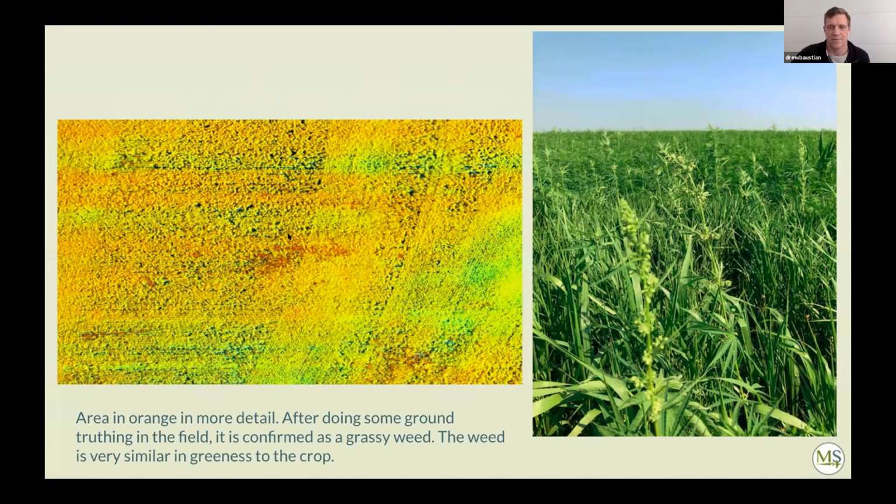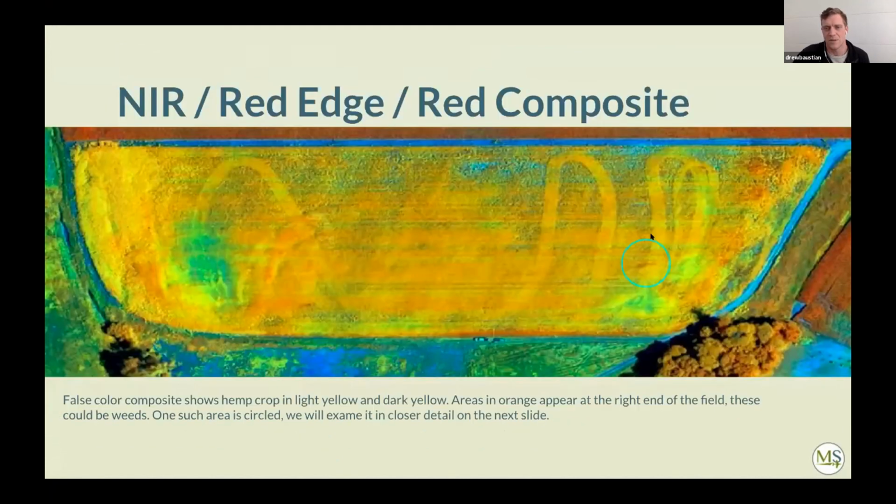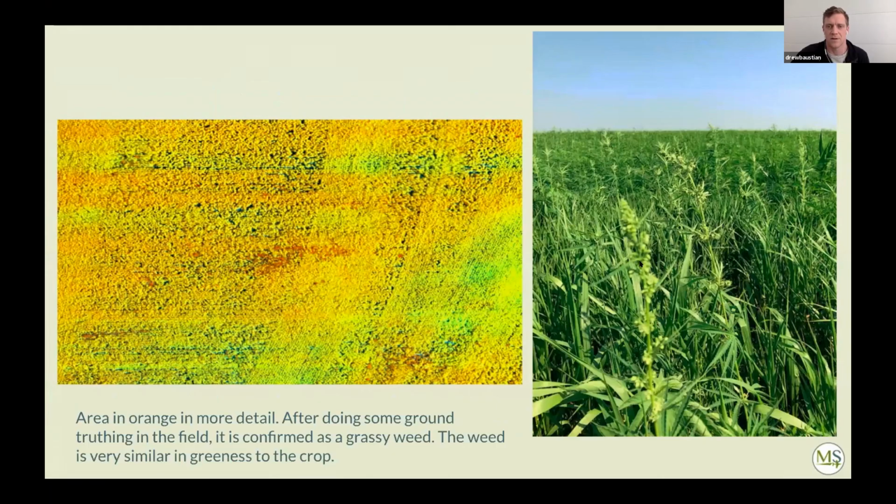I wish I'd grabbed a shot of the RGB close up, but you can get an idea just by looking at this area right here. It all looks pretty uniform and green. When you use the custom composite, it draws out the weeds that show up as a different color. And then I just zoom in on that, and you can see the hemp versus the weed patch.